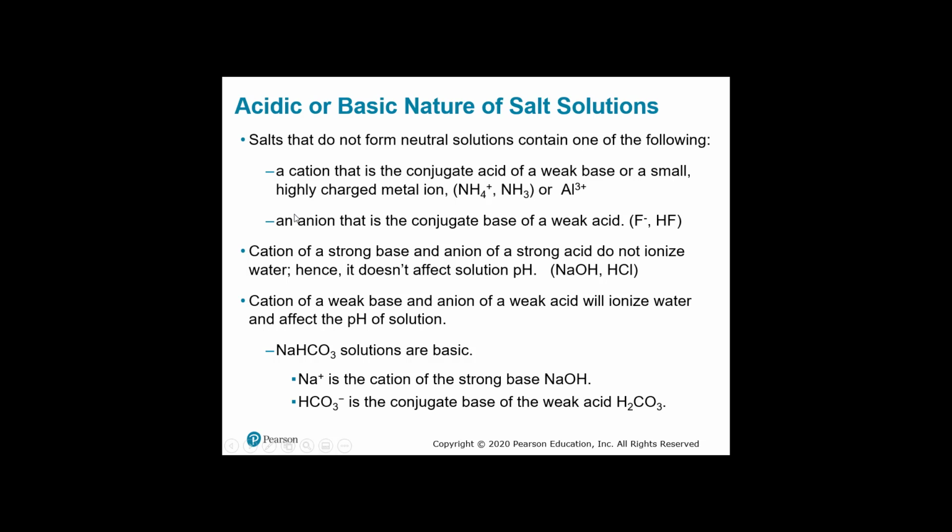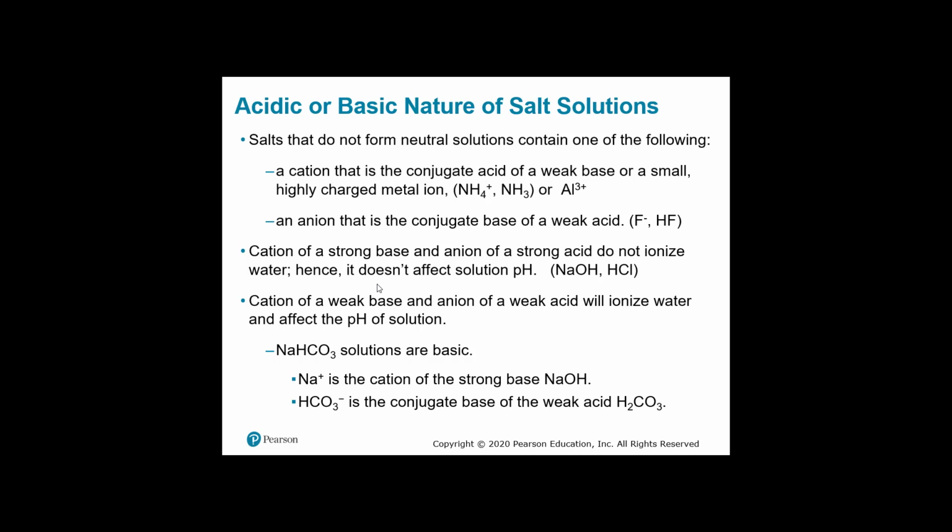Cation of a strong base and anion of a strong acid do not ionize water, hence they don't affect the solution pH. So if we look at the sodium here and the chloride here, they are neutral because they are attached to a strong acid or a strong base. The cation of a weak base and anion of a weak acid will ionize water and affect the pH of a solution. So for instance, we have sodium bicarbonate.